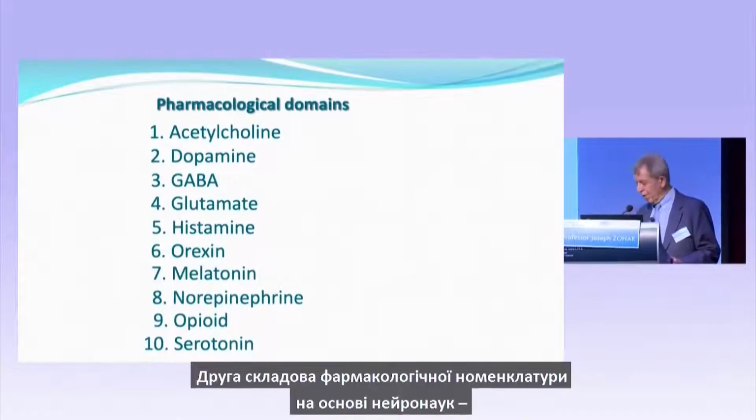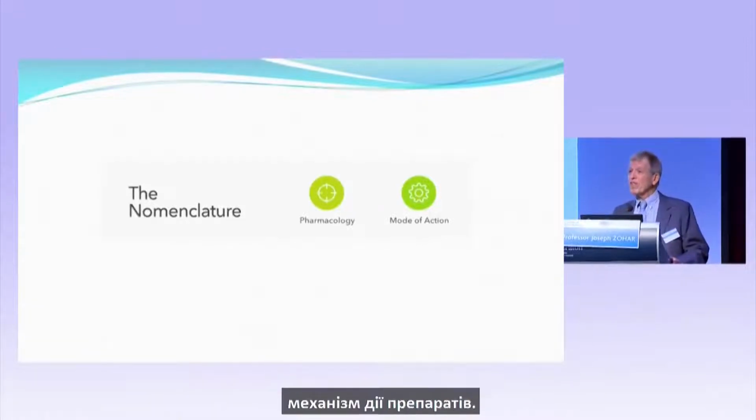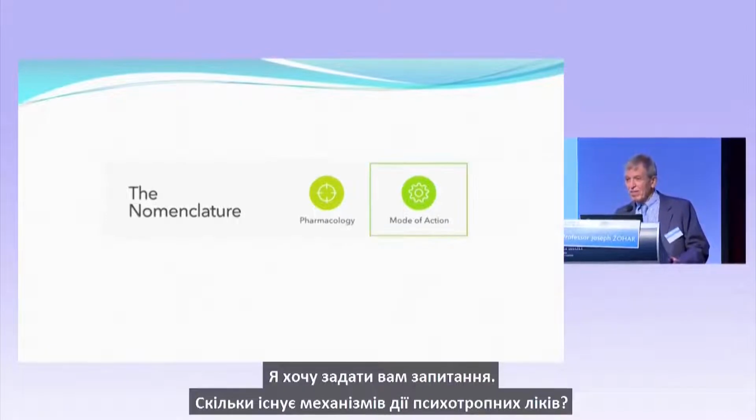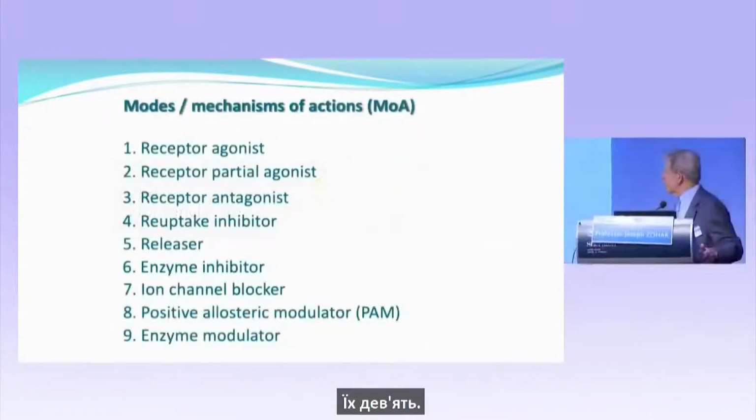Right? So now we are moving to the second part of the neuroscience-based nomenclature, the pharmacologically driven nomenclature, and we focus on mode of action. And I'm going to pose again the question: how many modes of action do we have in psychotropics? We have, at this point, 9.